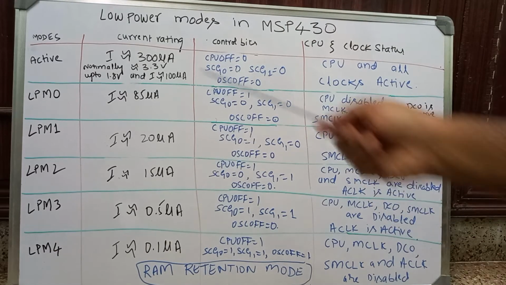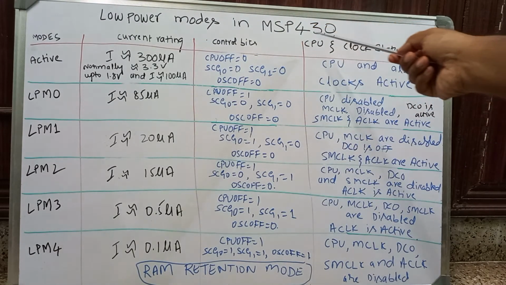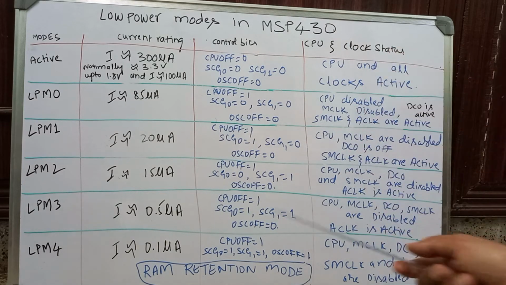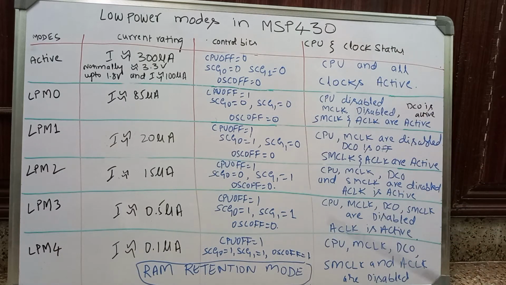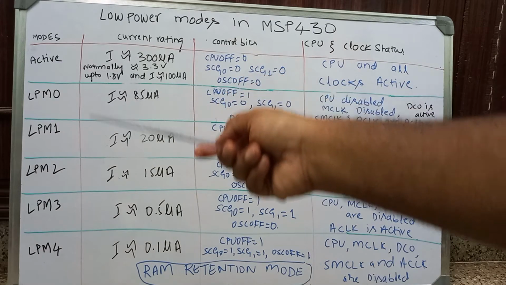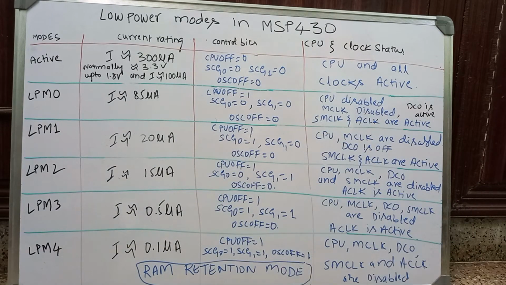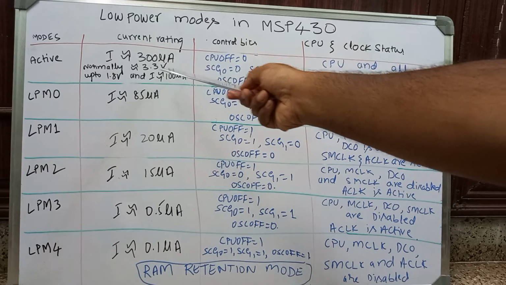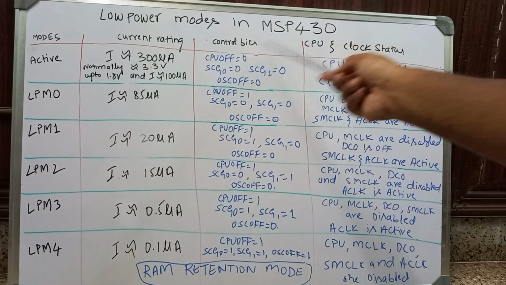Let us try to understand the low power modes in MSP430. As the battery keeps draining and the voltage supplied keeps dropping, in order to optimize its efficiency, MSP430 shifts to various low power modes.